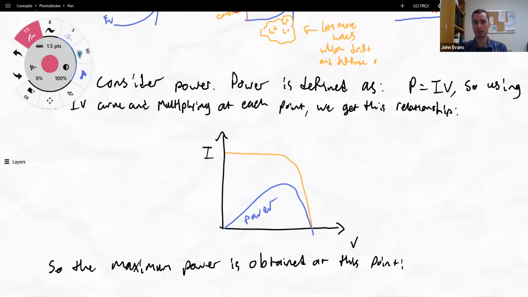So the power is going to steadily increase until we hit some point, say like around there, and then it's going to decrease, right? Because our current is going down here, even though our voltage is going up. And so the power itself is going to be going down. So the maximum power is wherever we get the max value. So it's like right about there, which would be, if I go straight up, that point right there.